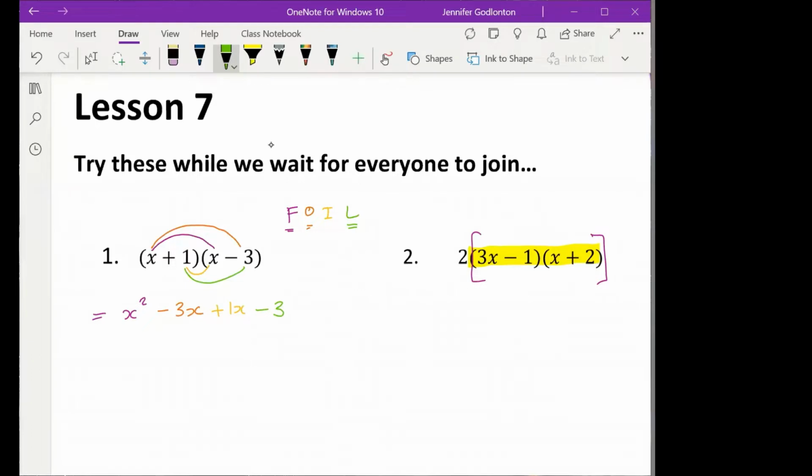Now we try and find our like terms, and -3x and 1x are like terms, which means I'm allowed to add them. And so I have x squared, and then -3 plus 1, which is -2x, and then I have my -3. And so that takes me to this point over here. So our first step is we multiply everything by using our FOIL: firsts, outers, inners, lasts. Then we find our like terms, we add them together, and we get our final answer.